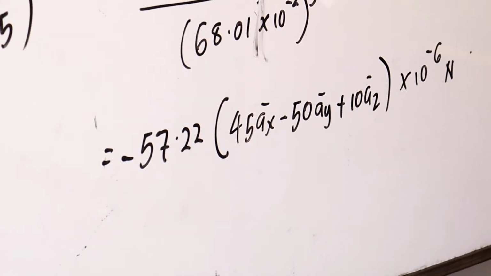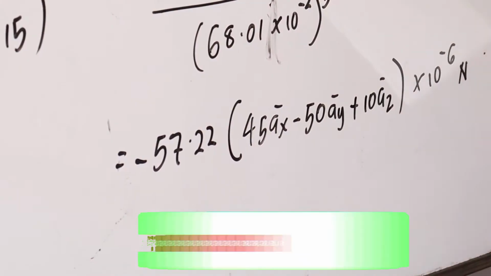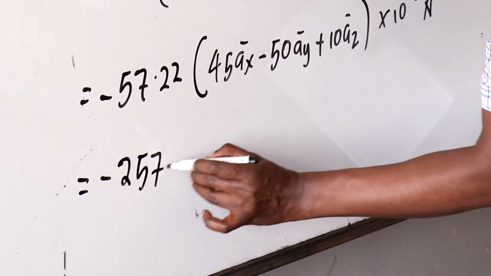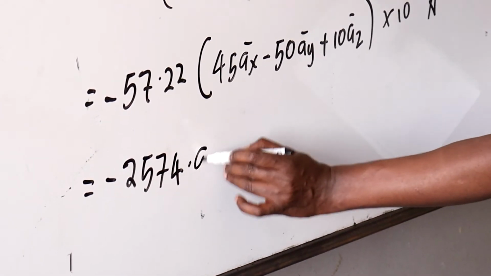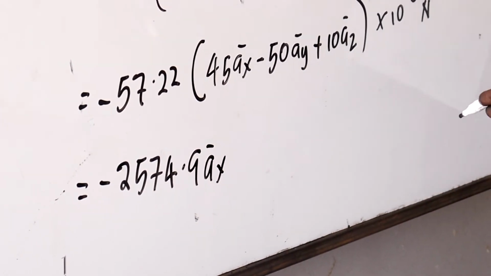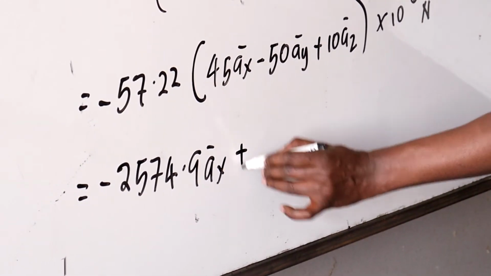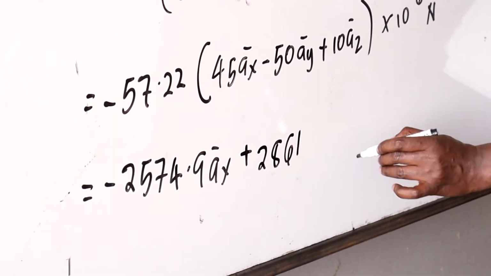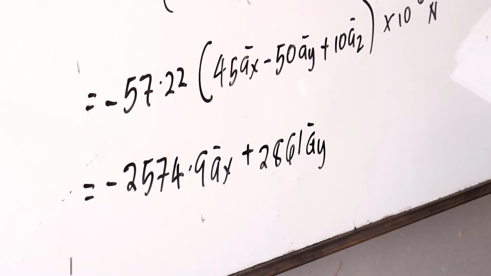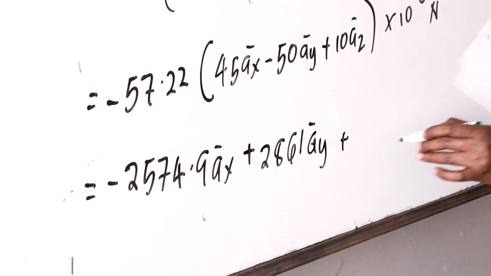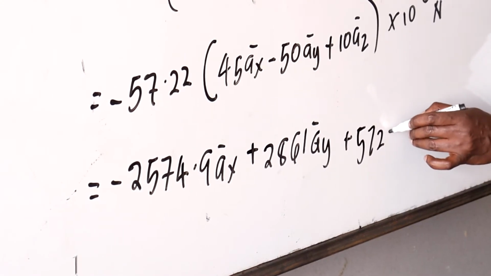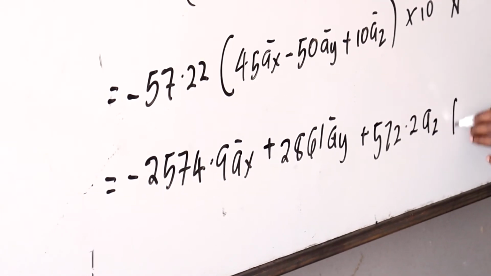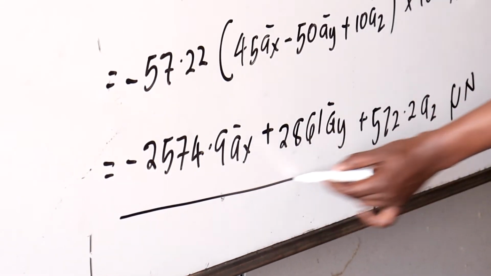So you can open up your bracket and you'll have your final answer as being negative 200,574.9 ax plus 2861 ay plus 572.2 az micronewtons. Remember our unit for force.